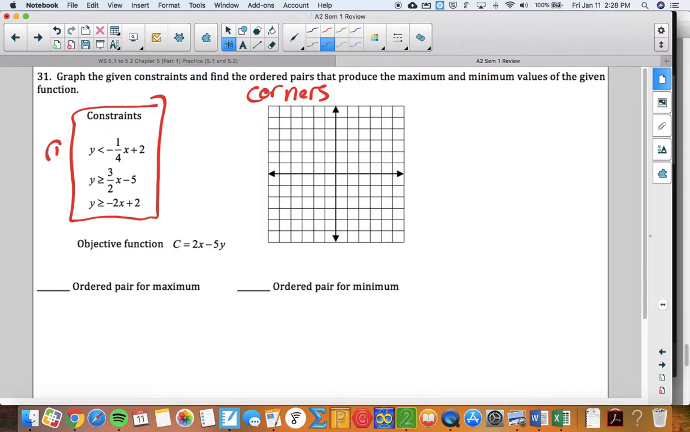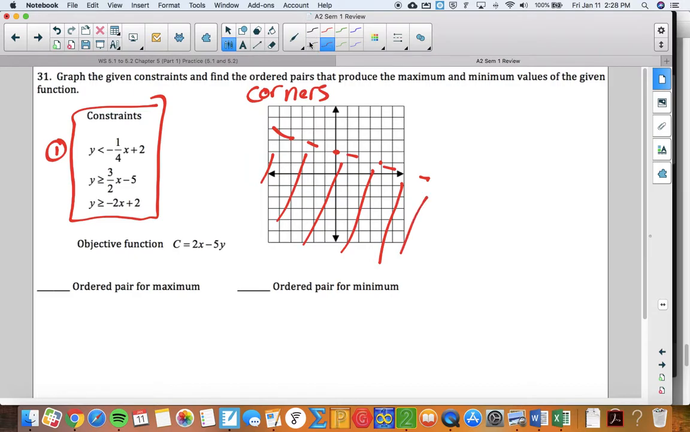So these are the three functions that I'm graphing. These are the three constraints. I'll do the first one in red. So the y-intercept is 2. We're going down 1, right 4, down 1, right 4. And we're going to make that a dashed line because it is just y is less than, not less than or equal to. And we're going to shade that one below the red line.